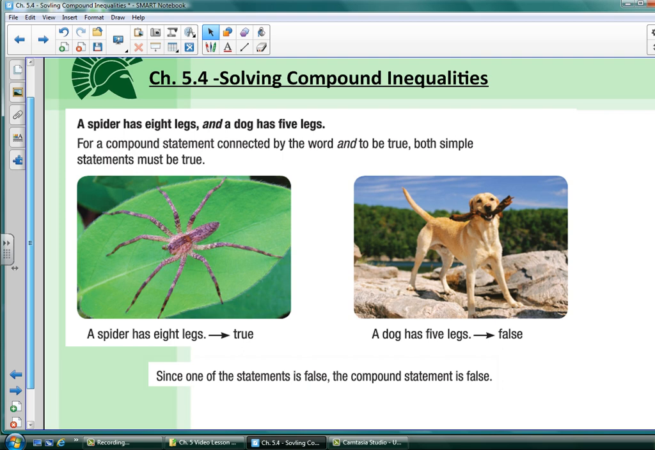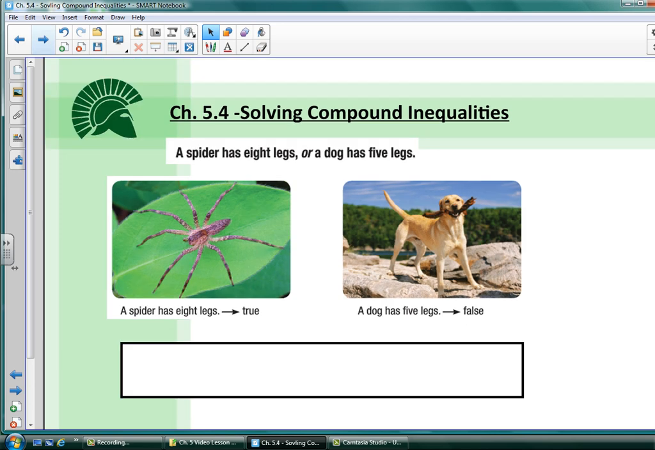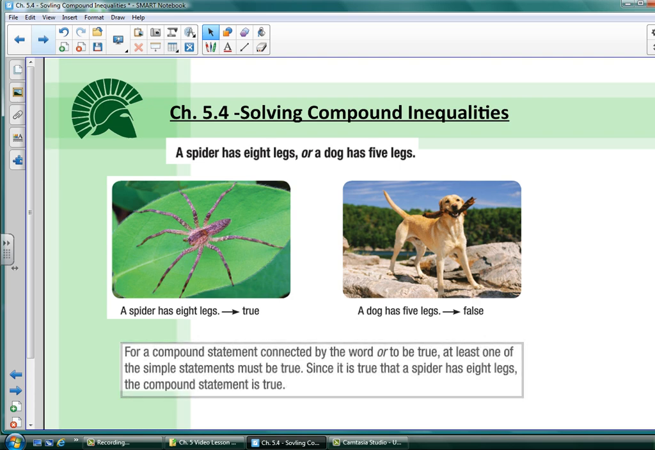That is not the same as an or statement. When you have an or statement, this is what can happen. A spider has 8 legs or a dog has 5 legs. We may not say this normally, and it may sound a little different to us, but really what that's saying is the following. If the compound statement is connected by the word or, and only one of them is true, the entire thing is true. So that's all we really need to concentrate on. If I have one of these that is true in my compound statement, then the whole statement is true.